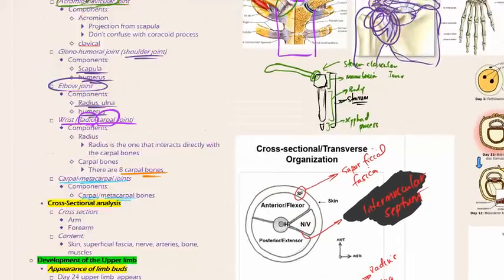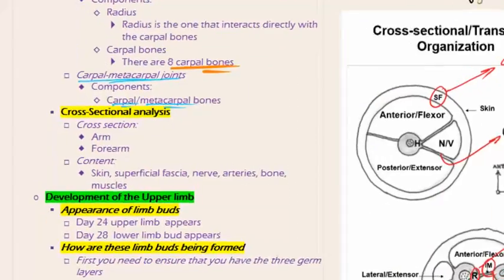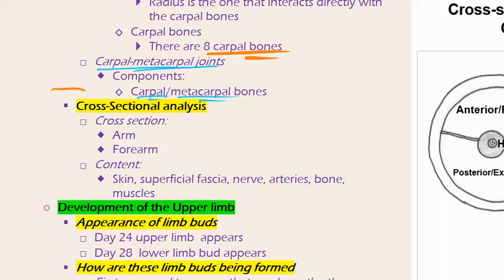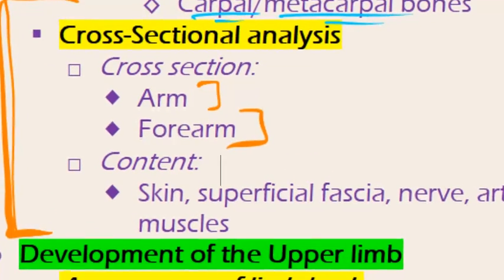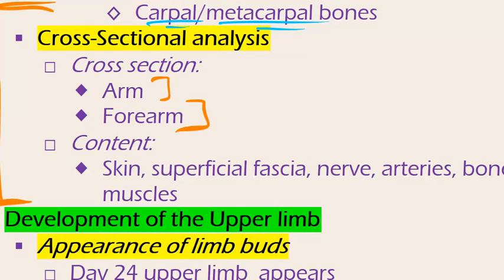Okay, so the major thing that we are going to be talking about is the embryo. But maybe before we talk about that, we'll consider a cross-sectional analysis of the arm and the forearm. So you guys remember what we said about the arm, right? Where is the arm? Humerus. So it's just the humerus, whereas the forearm will be this. So we're going to consider a cross-section of the arm, and then a cross-section of the forearm.